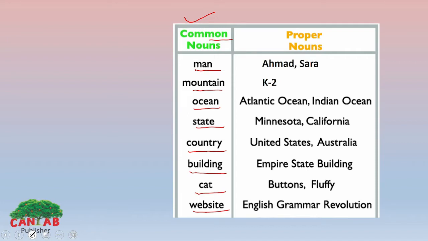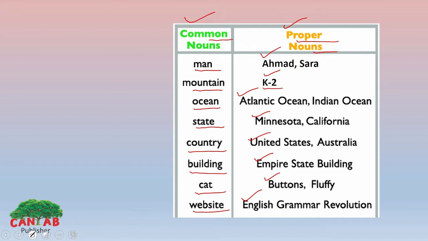But here, look at the proper noun. The one big difference is it always starts with a capital letter. And they are specific names of people, places, things. Look at here. Ahmad, Sarah. Man can be any, but if we write Ahmad, it will be a proper noun. A mountain can be any mountain, but here the mountain K2 is specified.